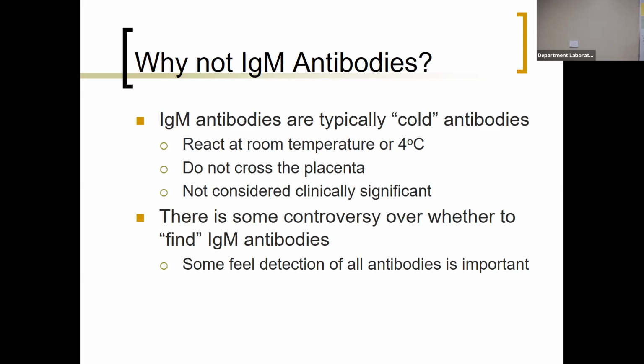So oftentimes for your Lewis A and the Lewis B family, they will react at AHG. However, we will not give phenotypically matched units for them. We will only give cross-match compatible units for them because they're typically of IgM classification, so they're not considered clinically significant. So you kind of have to take that one depending on how it's reacting.